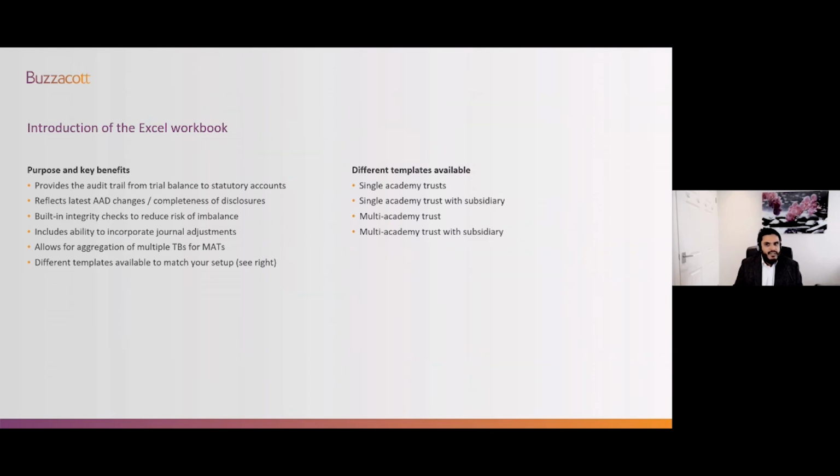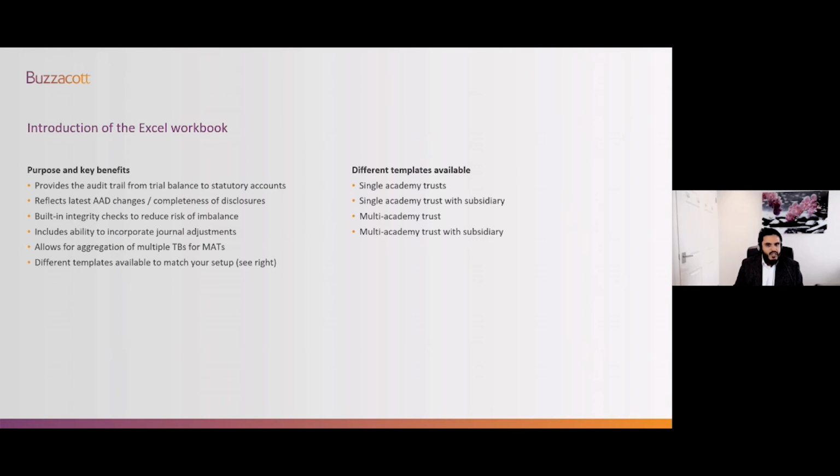And hopefully using those templates should offer you a good level of confidence that the requisite disclosures have been considered in full. And actually, even if you've decided not to use our template or have your own pro forma for compiling the statutory accounts, you may still find it beneficial to refer to these templates just to see how we've approached the workings behind some of those ESFA disclosures.